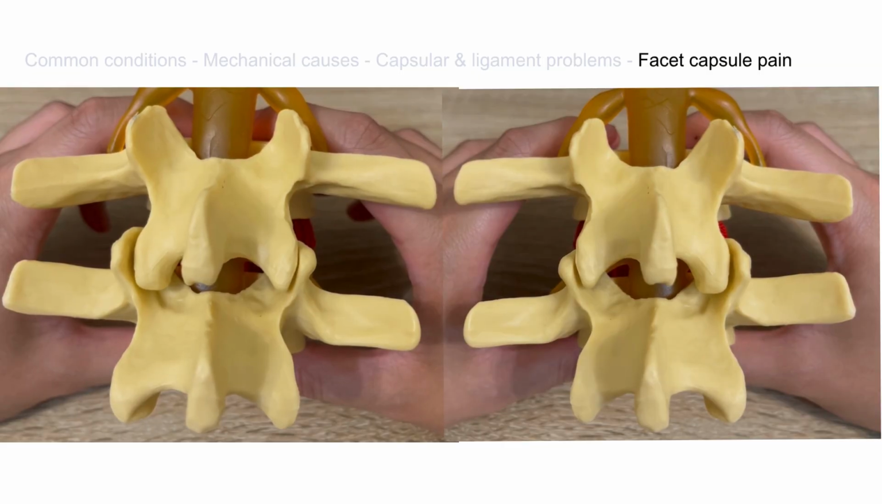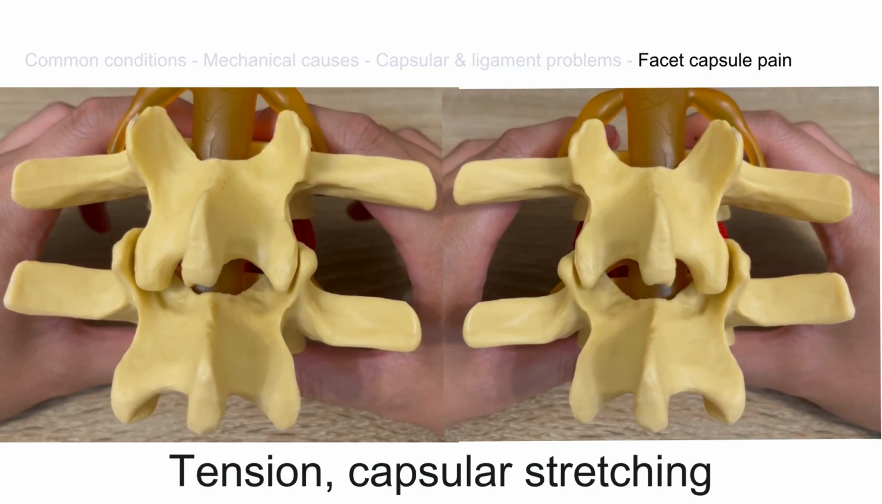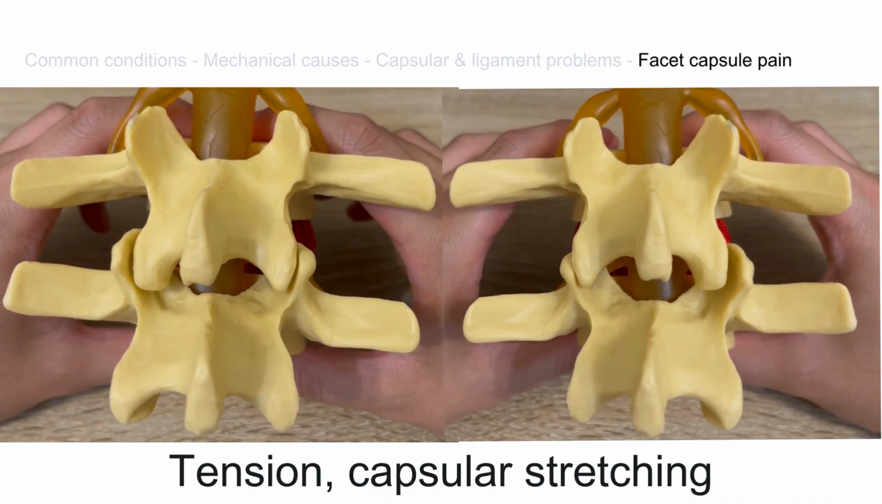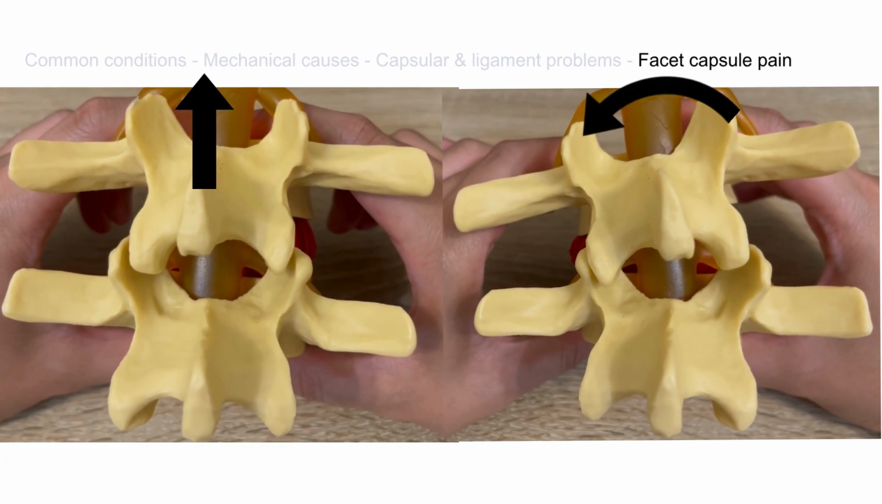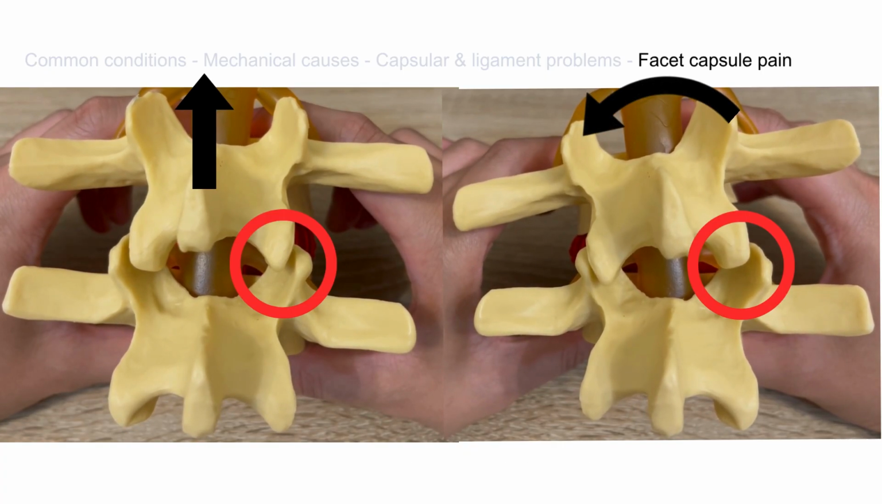In a divergent pattern, pain is usually related to tension and capsular stretching. It is often provoked by combined flexion and contralateral side bending, which opens up the joint and pulls on the capsule.